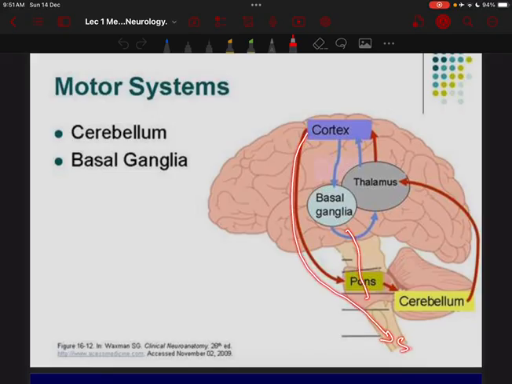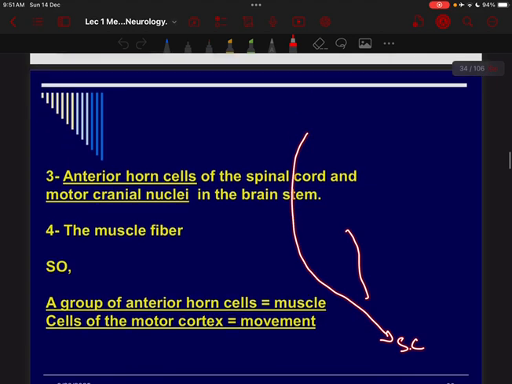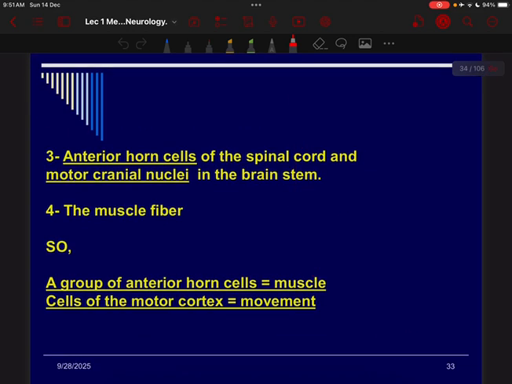Okay. When the signals come to the spinal cord, they go to the anterior horn cell of the spinal cord. Then from that, we have the spinal motor root and spinal motor nerves, the neuromuscular junction and the muscle. And then the muscle will contract and relax.